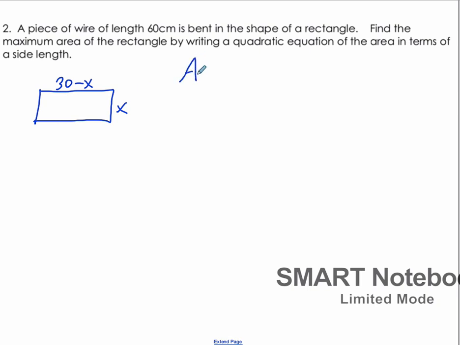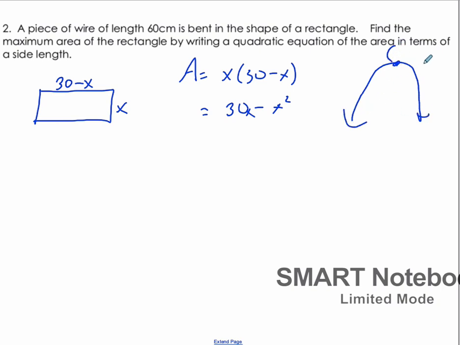So the area is x times 30 minus x, which is a quadratic. It equals 30x minus x squared. Okay, so that's the formula for the area. We want to find the maximum area. So again, this is a downward facing parabola. The maximum area is just the vertex of the parabola.